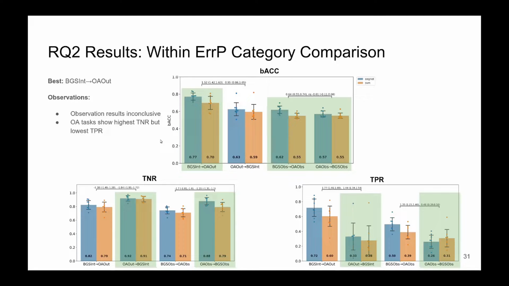Next, we can see that the OA tasks seem to, once again, produce a higher TNR over the BGS tasks. And additionally, they produce a significantly lower TPR compared to their BGS counterparts.